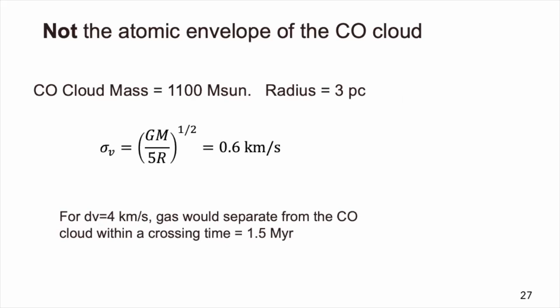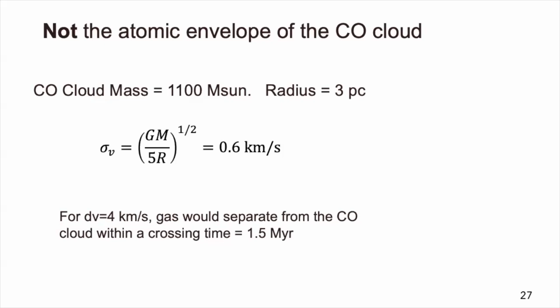First, I'm going to tell you what it's not. The emission that we see can't be due to an atomic envelope of the CO cloud, even though it's sort of everywhere in our map. All right, but our CO mass is 1,100 solar masses. Our radius is 3 parsecs. I can calculate a velocity, right? What velocity range, the velocity differences, would keep that material bound to the cloud. And you can see it's only 0.6 kilometers per second.